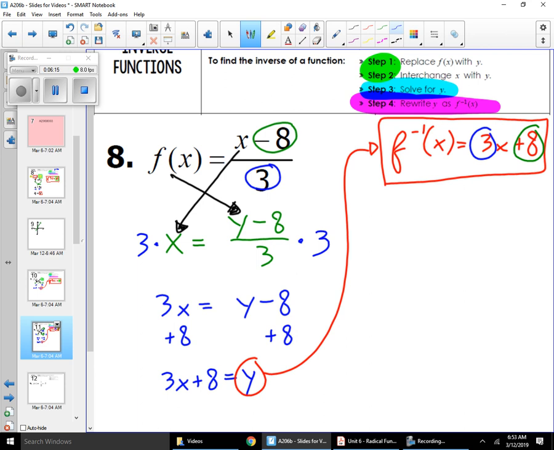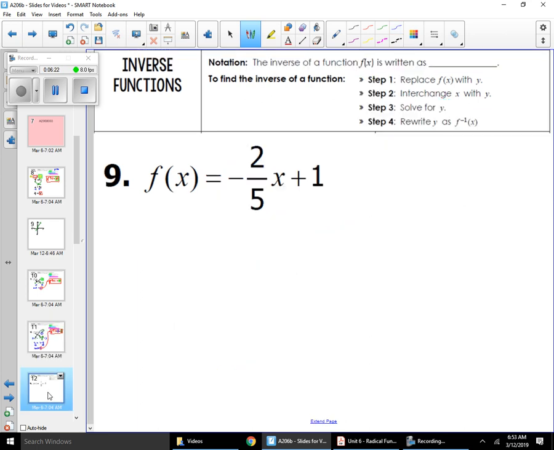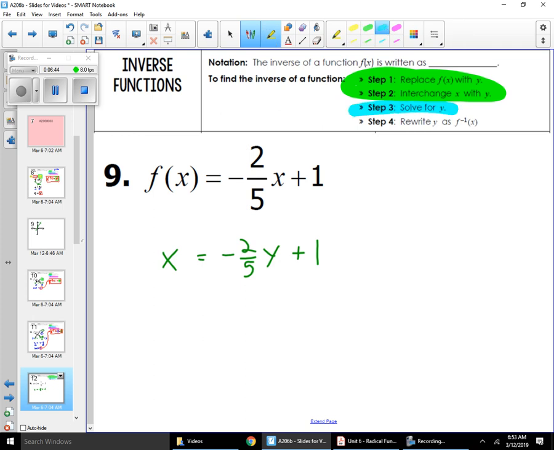Let's do one more linear example to finish out this video, and then we'll take a look at those two quadratic examples in the next one. So our last linear example here, number 9, same first steps. Switching out that function notation and also the flip-flop of x and y. So this will be x equals negative 2/5 y plus 1. And now I want to do some solving. Solving this for y, we can subtract the 1 from both sides.